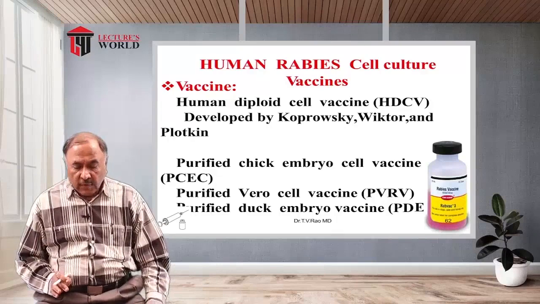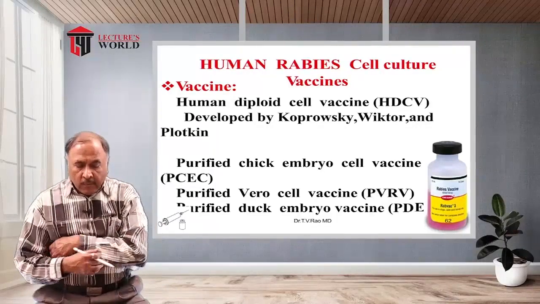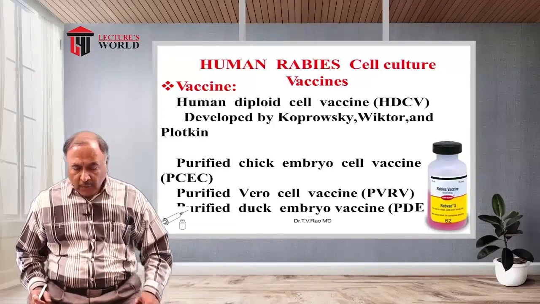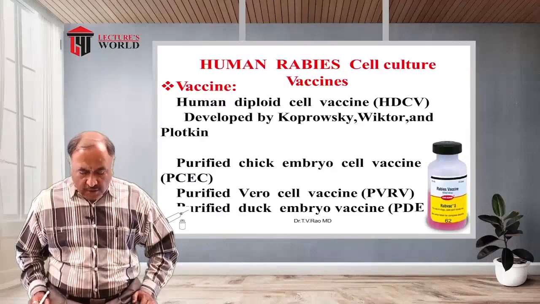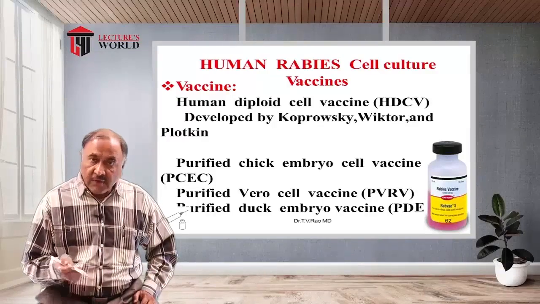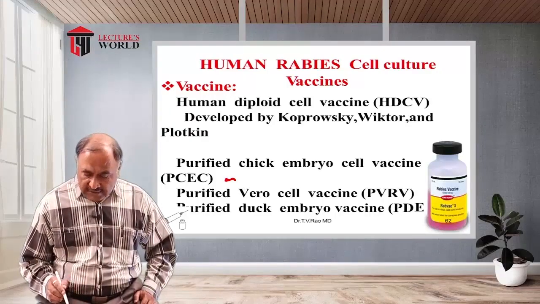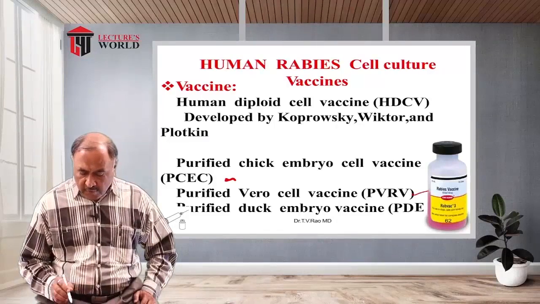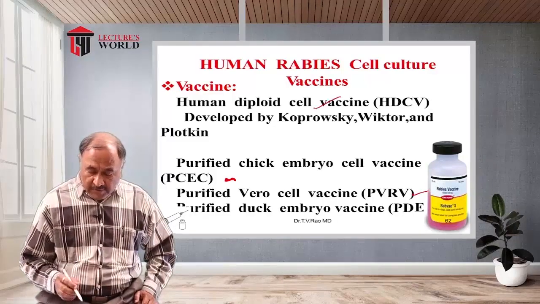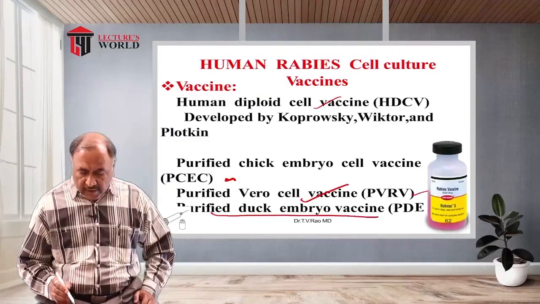Then there are human rabies cell culture vaccines. These are basically human diploid cell vaccines, HDCV, developed by Koprowski, Victor and Plotkin. Then the purified chick embryo cell vaccine, that is the third one, PCEC. We also have purified Vero cell vaccines and purified duck embryo vaccines. So these are various types of vaccines which have been developed: one is human diploid cell vaccine, another is purified Vero cell vaccine, and the third one is purified duck embryo vaccine.